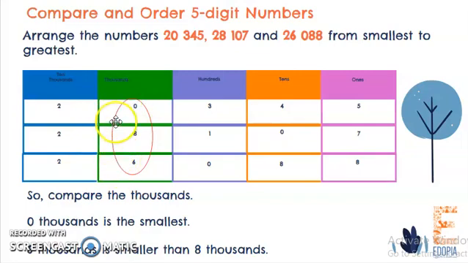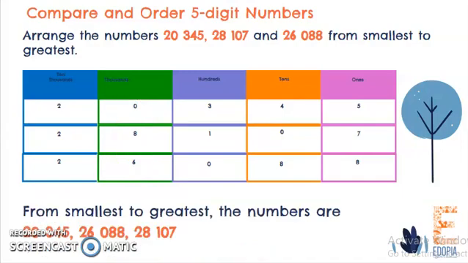By this, that means this number 20,345 is the smallest one. Why? Because it has 0 in its place value of thousands. The next smaller number would be 26,088. Why? Because this 6 is in the thousands place value. The greatest number here would be 28,107. So from smallest to greatest, the numbers are 20,345, 26,088, 28,107.